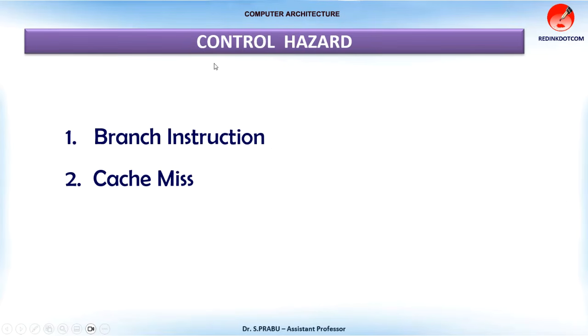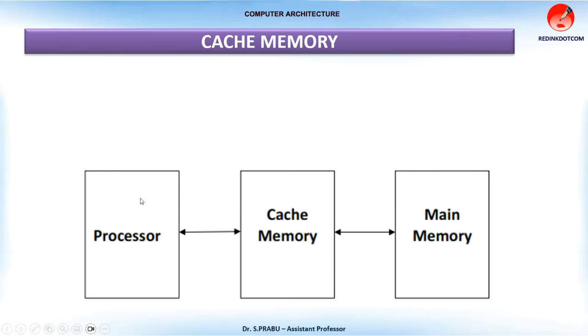Control hazard can also be created by cache memory. The cache memory is a small memory that contains the frequently used data and instructions, placed between main memory and the processor. Your processor first looks for the data in the cache memory, otherwise it reads the content from the main memory. The data transfer between processor and cache memory is much faster compared to main memory. If the necessary instruction is not available in the cache, that is called cache miss. If a cache miss happens, the processor takes extra time to read the instruction from the main memory.